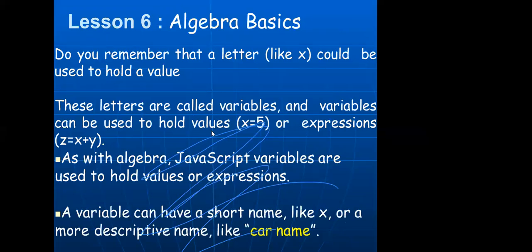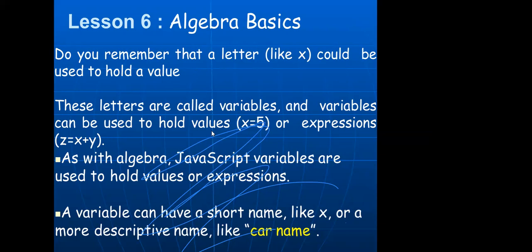From basic algebra, do you remember that a letter like X could be used to hold a value? These letters are called variables, and a variable can be used to hold a value. X is equal to 5, the assignment operator came here, or the expression Z is equal to X plus Y. Sometimes you will use multiple operators together, assignment plus arithmetic operator, both came. First the arithmetic operator will get executed, it does the addition, and then the added value will be assigned to Z.